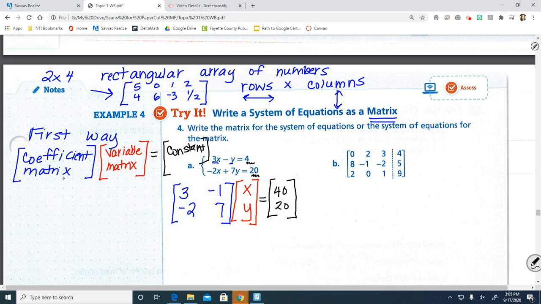The other way is to do something called an augmented matrix. An augmented matrix shows all the coefficients and constants in the same matrix.